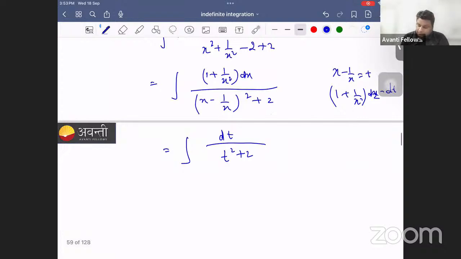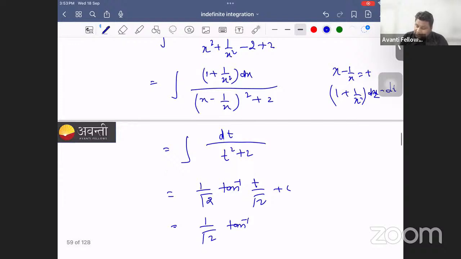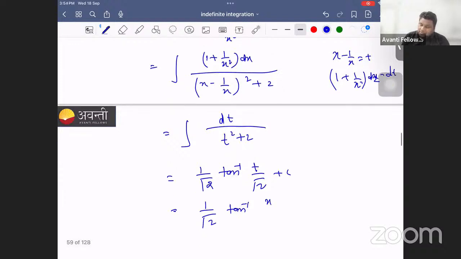So its integration is 1 upon root 2 tan inverse t upon root 2 plus constant. So it is 1 by root 2 tan inverse of t, where t was x minus 1 by x, by root 2, plus constant. See this.